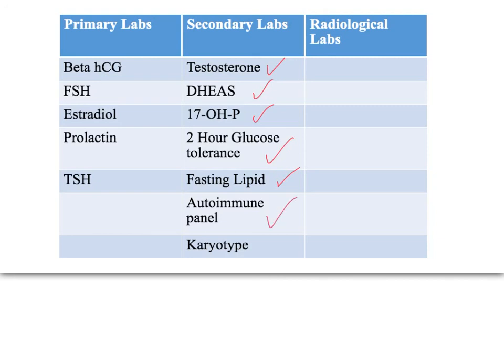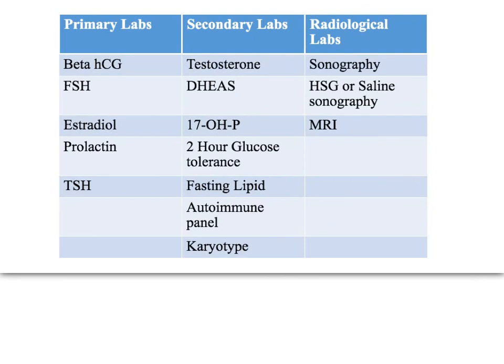Autoimmune panel, because you're going to want to look for premature ovarian failure. And then karyotyping, like I said, there's a lot of genetic causes of both hypo and hypergonadotropic hypogonadism. For example, Turner syndrome, Fragile X syndrome. And I haven't even scratched the surface with those two things, but just keep those things in mind. And then you're going to want to go to your radiological stuff.